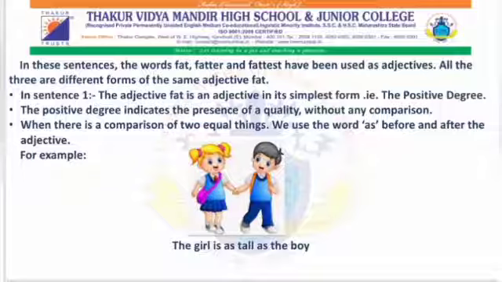When there is a comparison of two equal things, we use the word as before and after the adjective. For example, the girl is as tall as the boy. Here in this sentence, the girl and the boy are of the same height. So we can see comparison is made between two persons with same height. So we use as before and after the adjective tall.